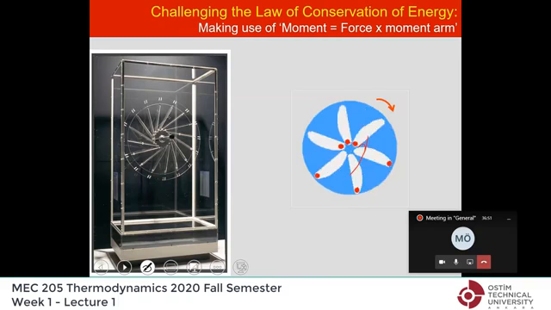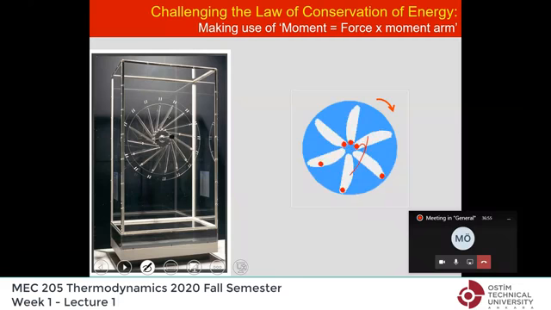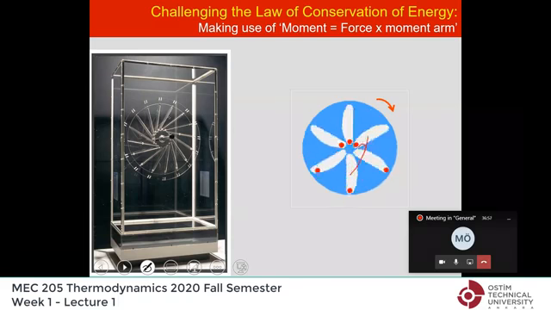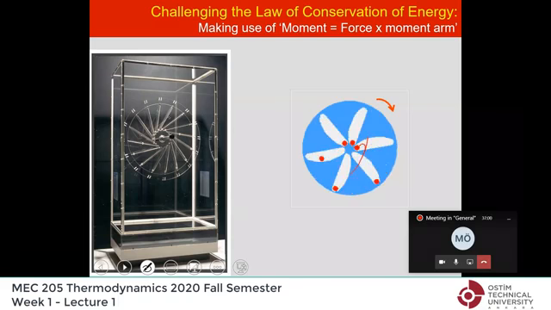If it worked, it would be creating energy. And the first law says that cannot happen. So it is in the museum, as you see here. People thought that it should work, but it doesn't work.